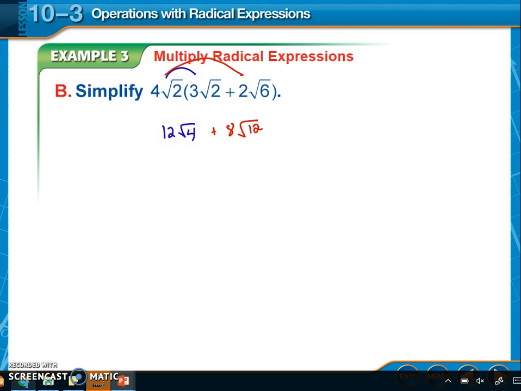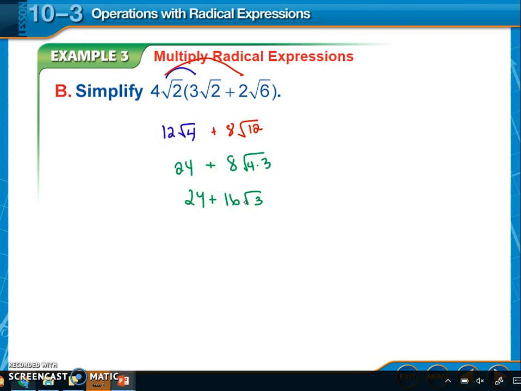And then I want to simplify. So the square root of 4 times 12 is 24. And then over here, I can say this is the same thing as 8 times the square root of 4 times 3. And square root of 4 is 2 times 8, so I get 24 plus 16 times the square root of 3. And now that's in simplified form.